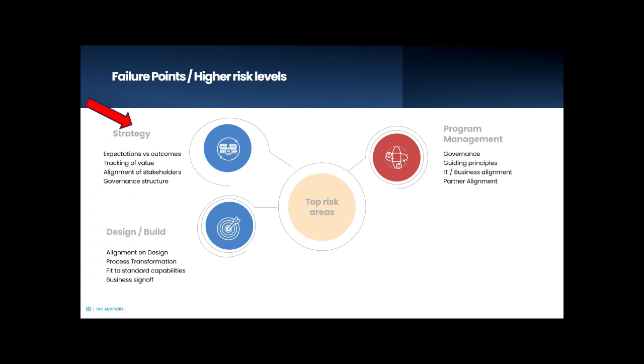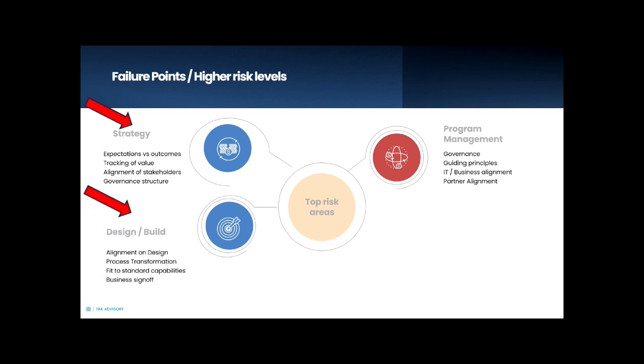Strategy. Are the expectations that are set and the outcomes aligned? Are you tracking the value of your proposed benefits? Are all stakeholders aligned with the issues and impacts and helping to assist resolve those? And do you have a good governance structure in place that is constantly monitoring and helping the team?